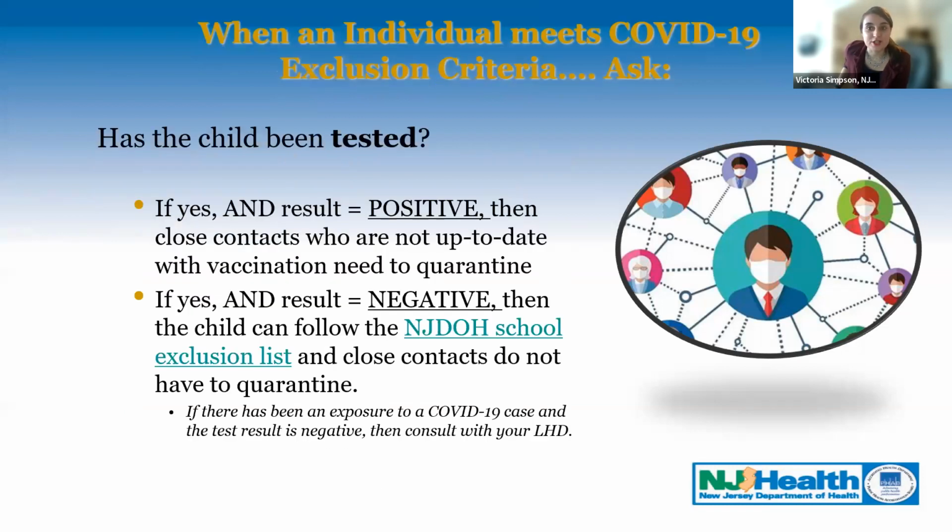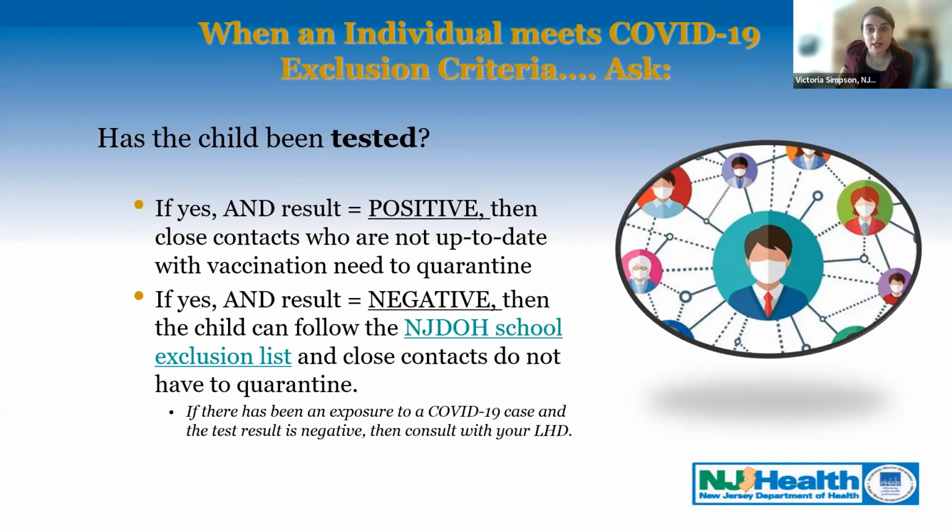So the next thing to consider is, has the child who meets COVID-19 exclusion criteria been tested for COVID-19? If the answer to that question is yes, and they test positive, then obviously we consider them a COVID-19 case. That symptomatic person should follow COVID-19 isolation guidelines, and their close contacts do need to quarantine. If the symptomatic case has tested and the result is negative, then in most situations, the child can follow the New Jersey Department of Health non-COVID school exclusion list to determine when that symptomatic child can come back to the child care center, and their close contacts would not have to quarantine.